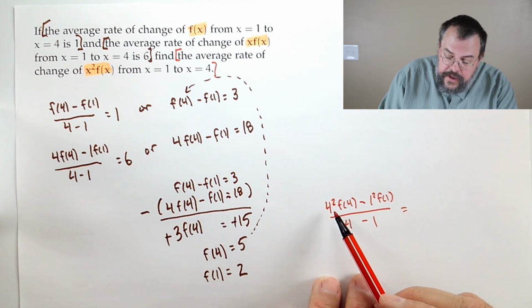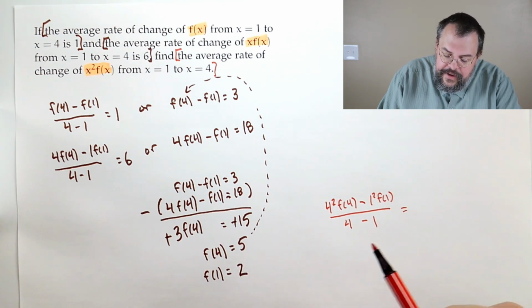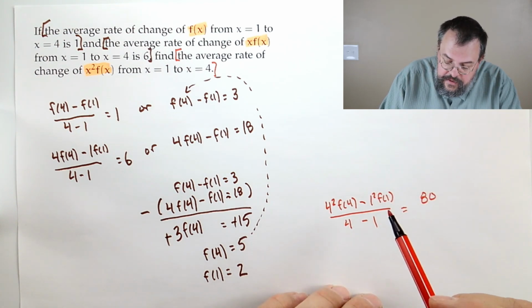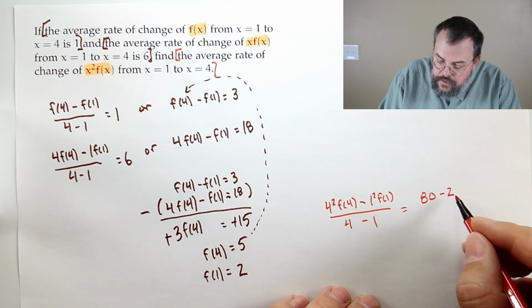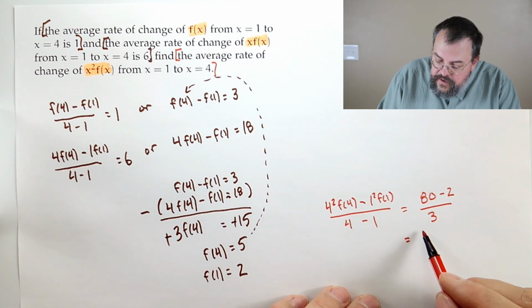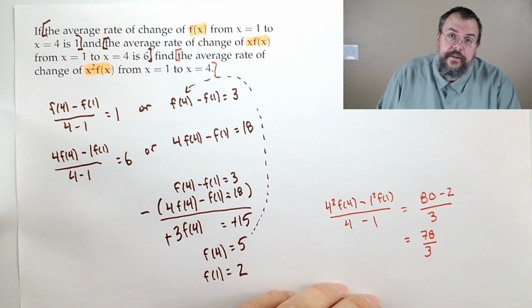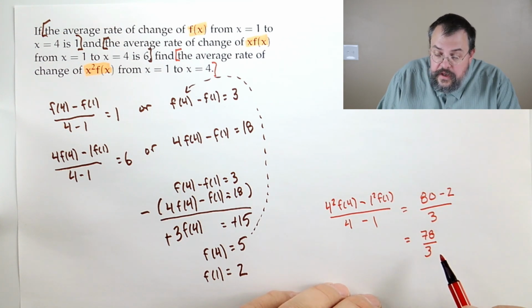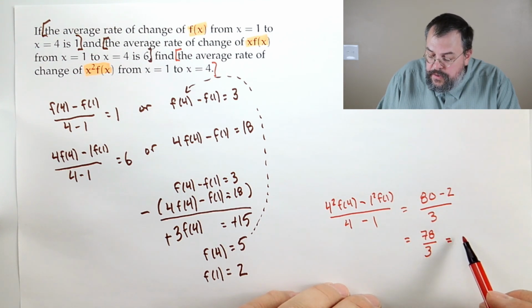So 4 squared is 16, oh wait, no, that's not right. 4 squared times 5. That's 16 times 5. That's 80. Minus 1 squared times 2. So that's minus 2. Divide that by 3. All right, well, that's 78 divided by 3. And now, if you had a calculator, for instance, you could do what's 78 divided by 3. Well, it turns out that 78 can be divided by 3, and it's 26.